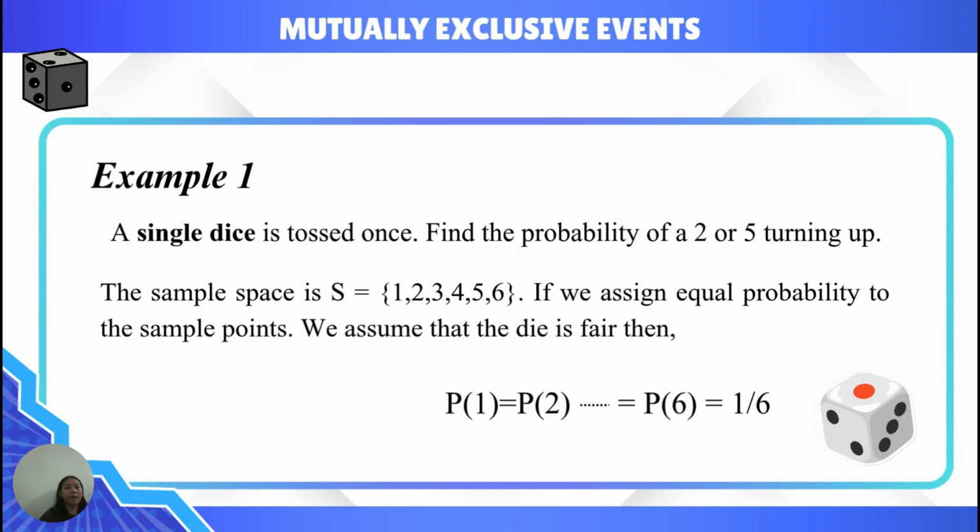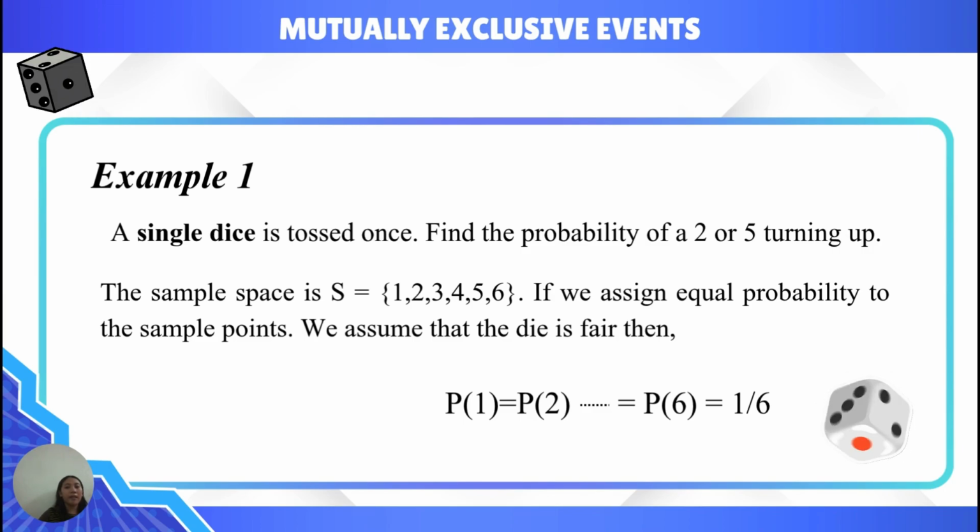The sample space S is equal to {1, 2, 3, 4, 5, 6}. We assign equal probability to the sample points. We assume the die is fair, then the probability of 1 is equal to the probability of 2 up to the probability of 6, which is equal to 1 over 6. So when you roll a die, you can only get one number at a time. So you cannot get both 2 and 5 together. That's why they are mutually exclusive.